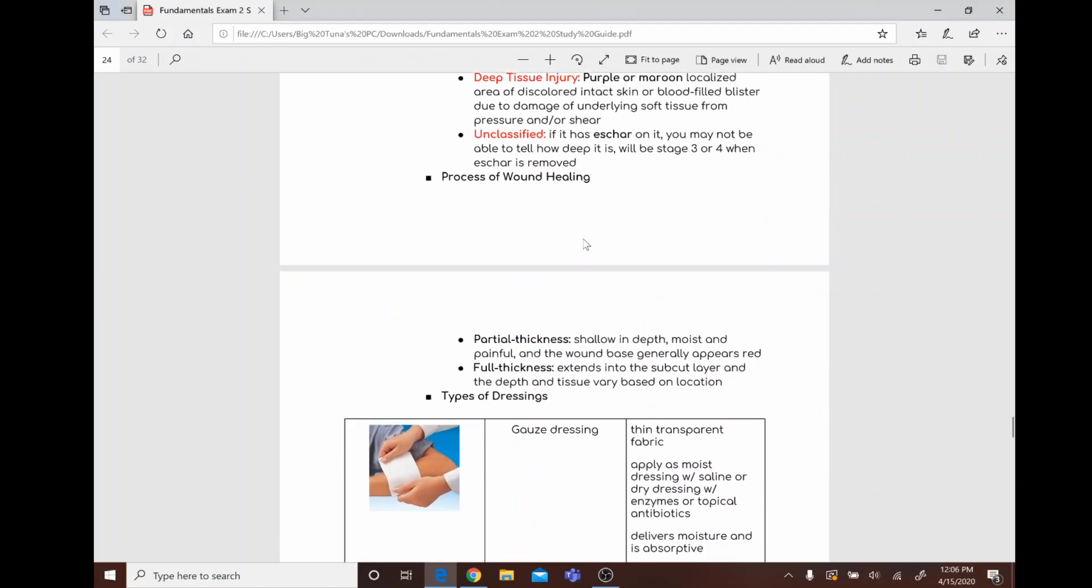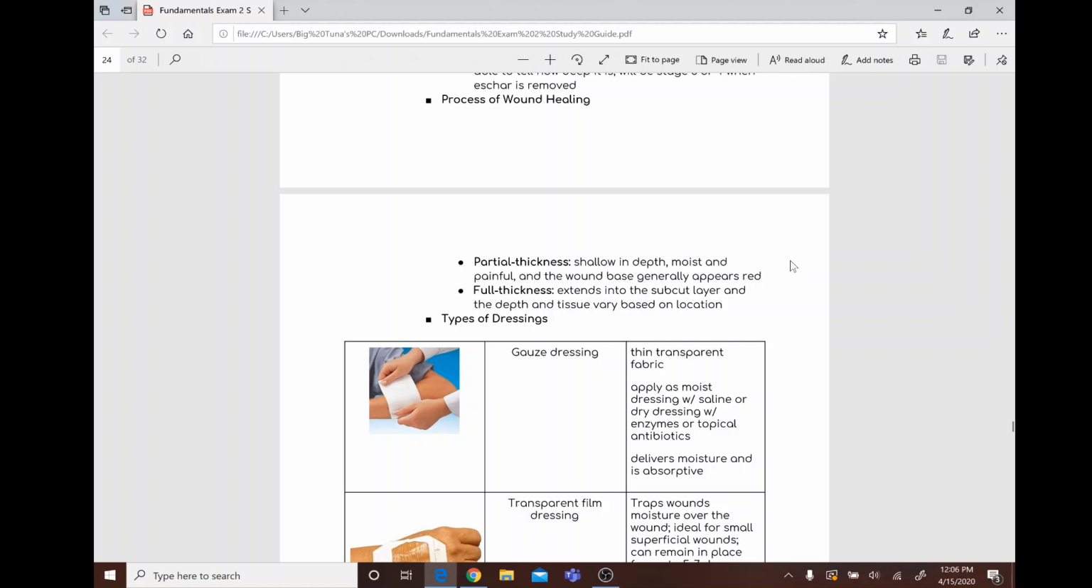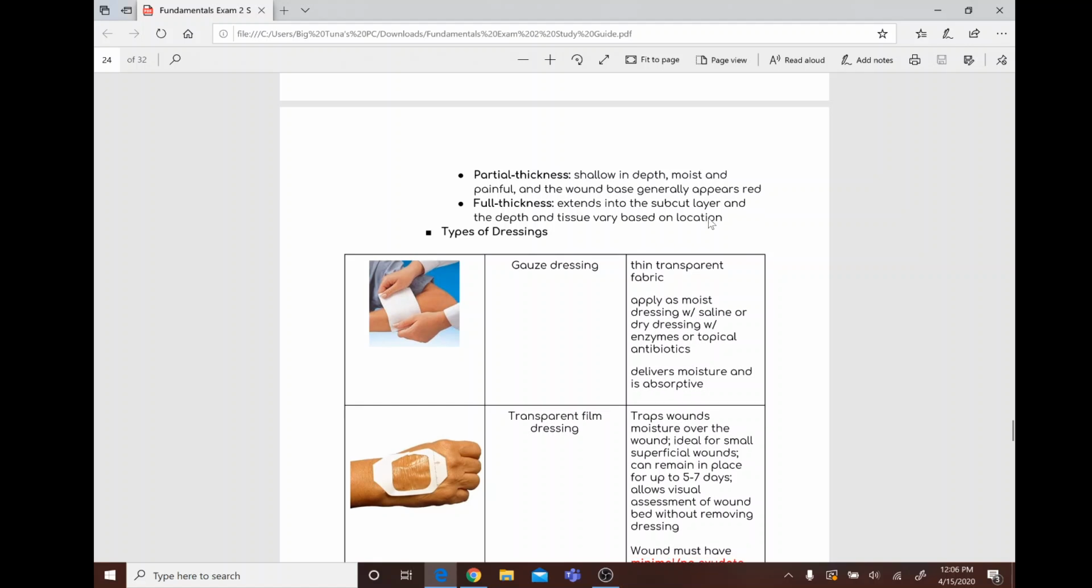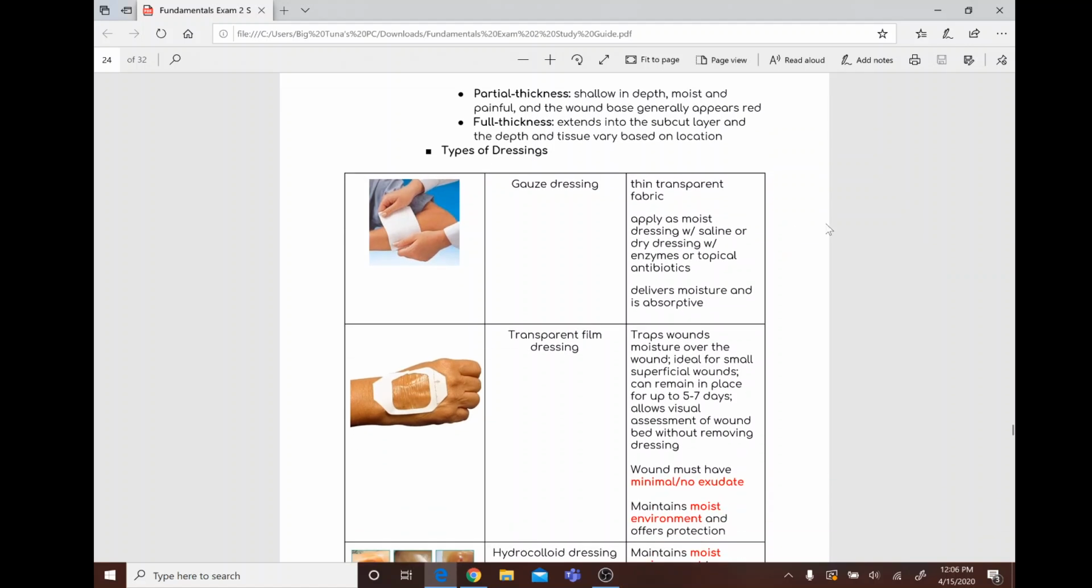What is a partial thickness wound? Shallow in depth, moist and painful, and the wound base generally appears red. What is a full thickness wound? Extends into the subcutaneous layer, and the depth and tissue vary based on location.